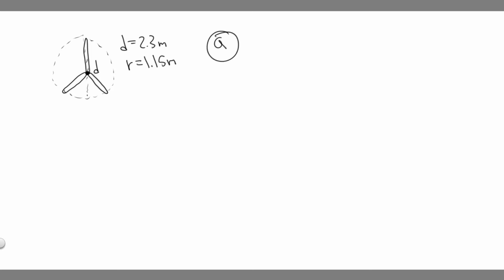So starting with A, we're going to be finding the angular velocity in radians per second if it spins at 1200 revolutions per minute. So they give us the angular velocity, but they give us it in revolutions per minute. So what we're going to want to do is convert from revolutions per minute into radians per second. So in order to convert, let's just start with the minutes. So we know that for every 1 minute, there's 60 seconds. So that'll cancel out the minutes.